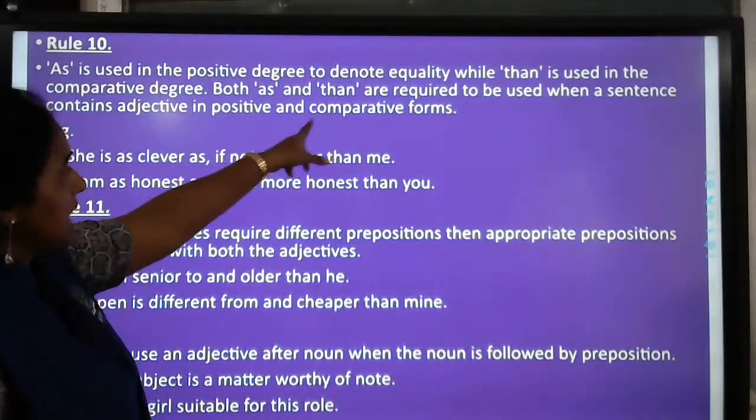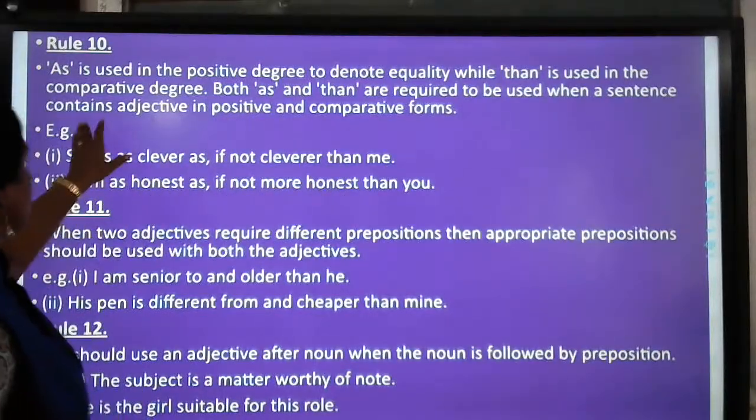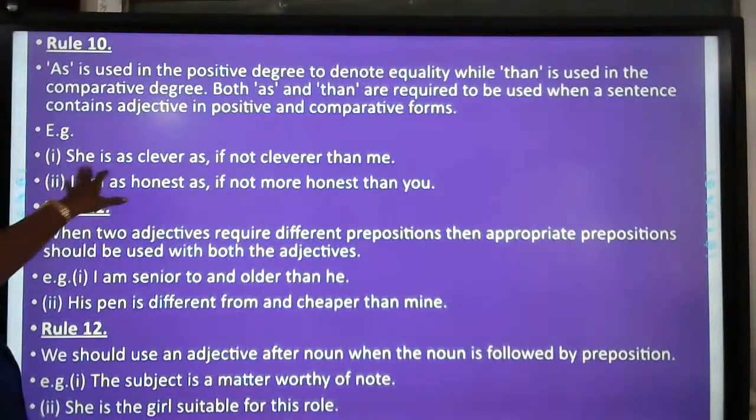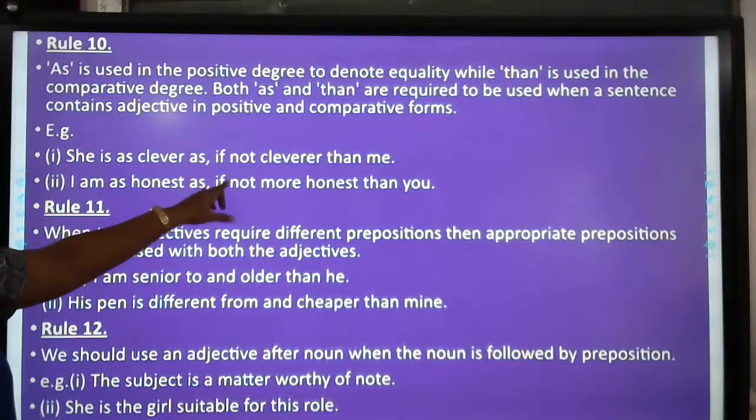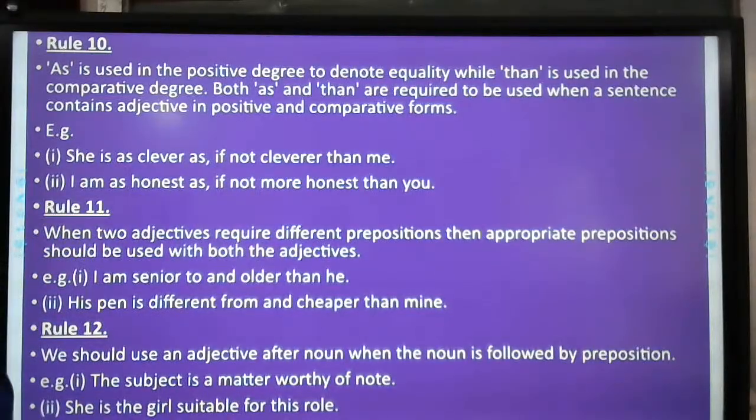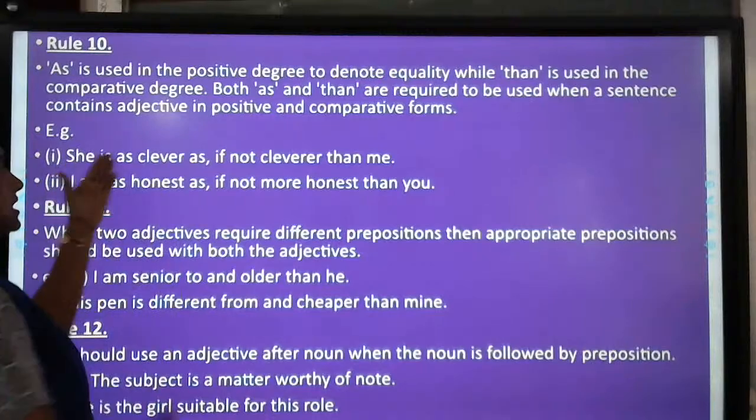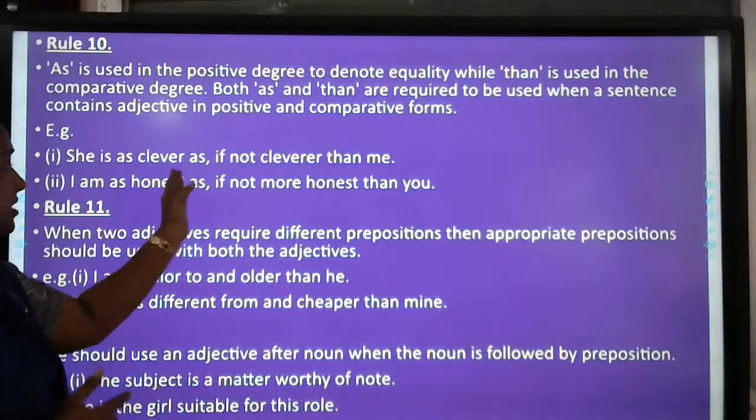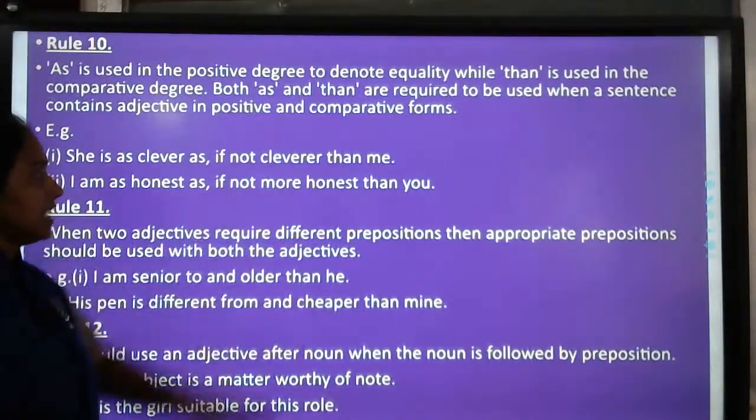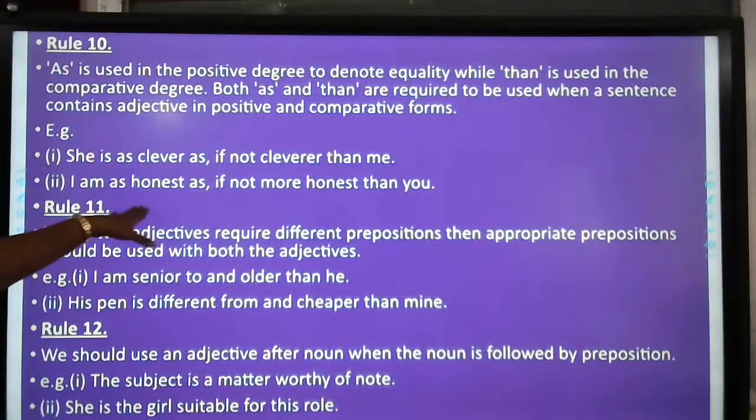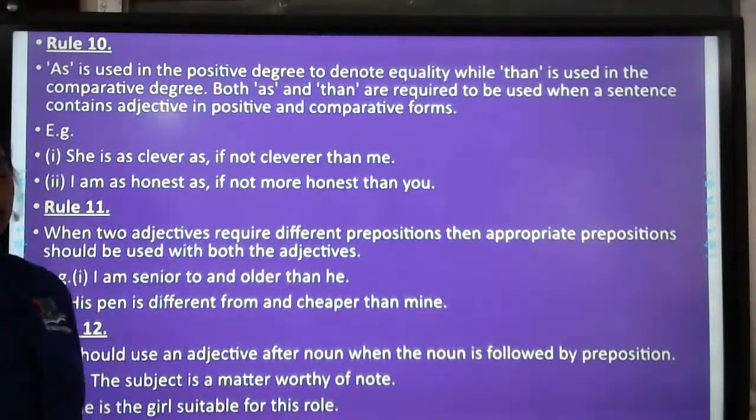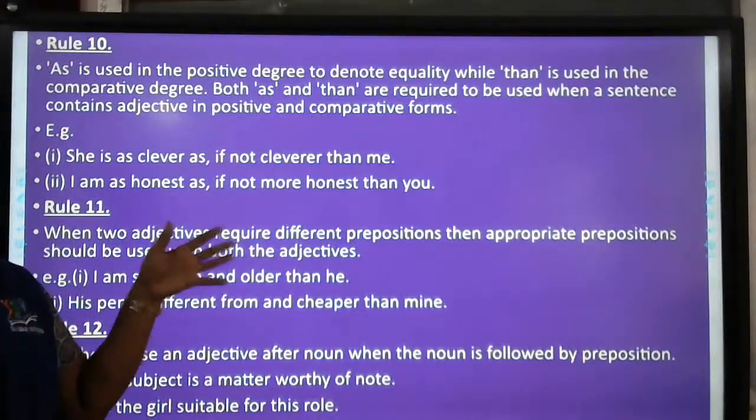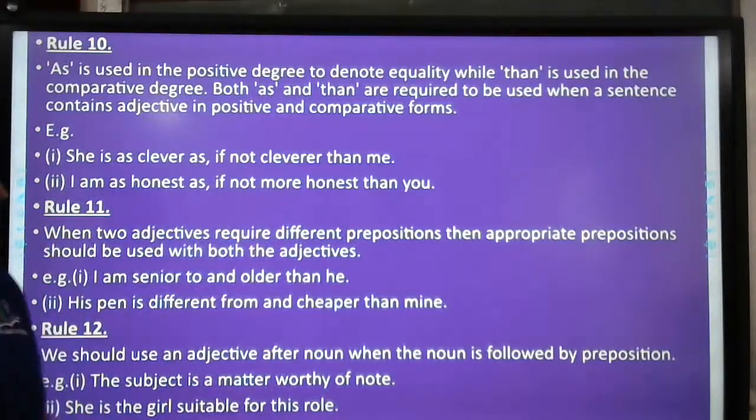So both as and than are required to be used when a sentence contains an adjective in the positive and comparative form. For example, she is as clever as, if not cleverer than, me. So either she is as clever as me, or if not, the condition is not satisfied there. If not, then cleverer than me. Then, I am as honest as, if not more honest than, you. So if I am honest like you, and if you do not agree, then definitely I am more honest than you. Like that it is.